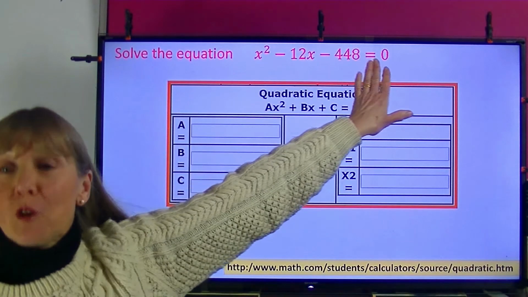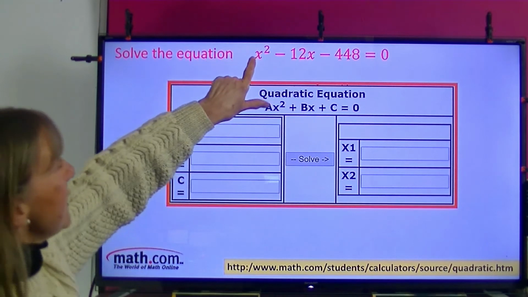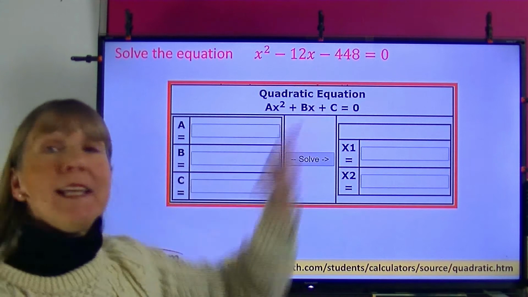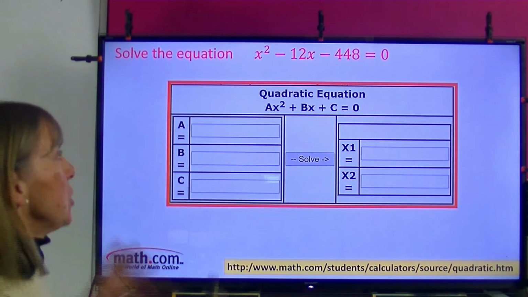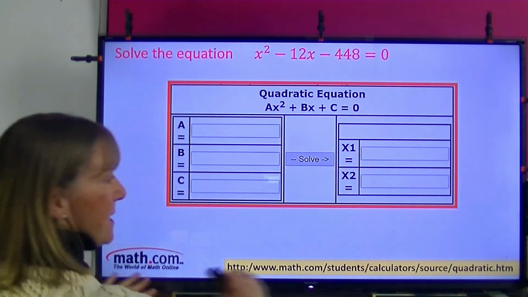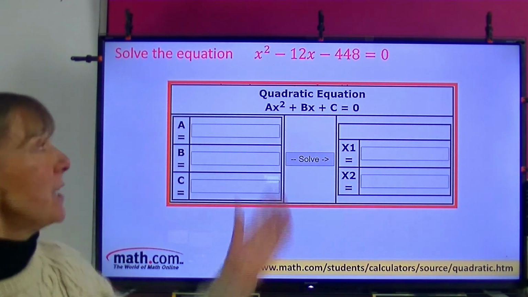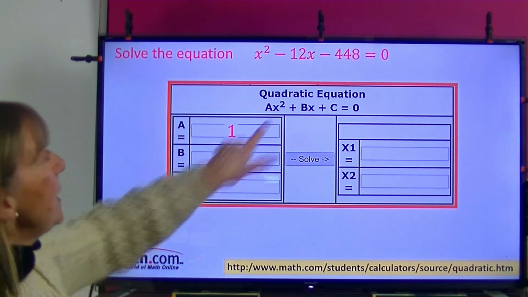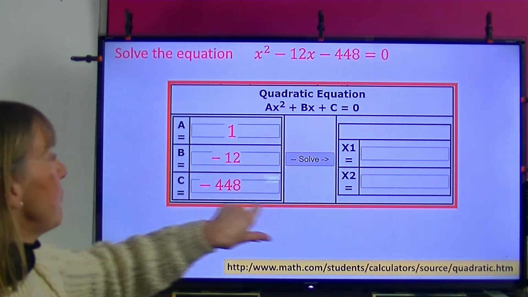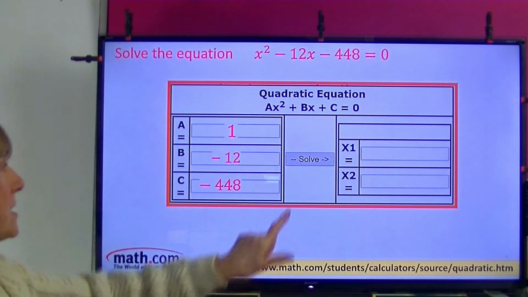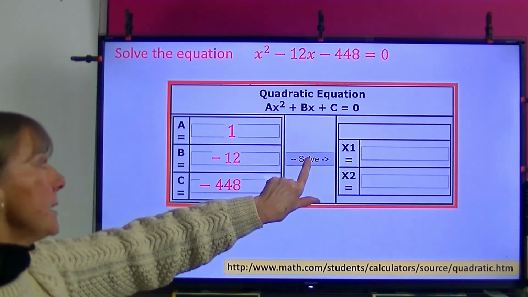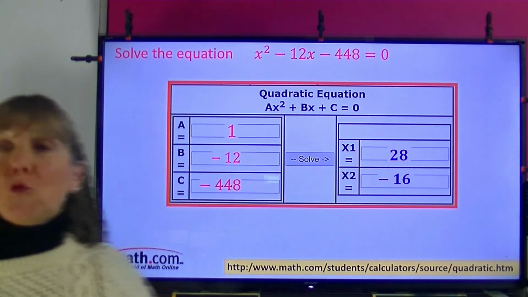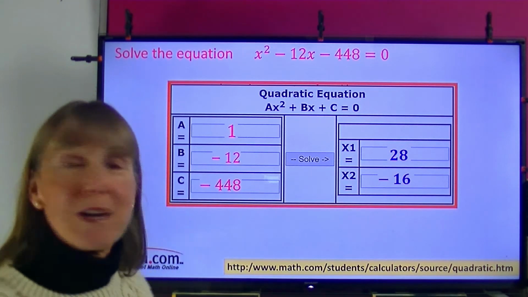So we want to solve this equation. We can see here that a is 1, b is minus 12, and c is minus 448. So we would pull this up on the internet. Here's the URL, and we'll just plug in those three numbers. That's all we're going to do. So we put 1 for A, B is minus 12, C is minus 448. Now here's the important bit. You've got to tick solve. So here we go, tick, see how automated it is, and minus 16. So those are our two results from this quadratic.